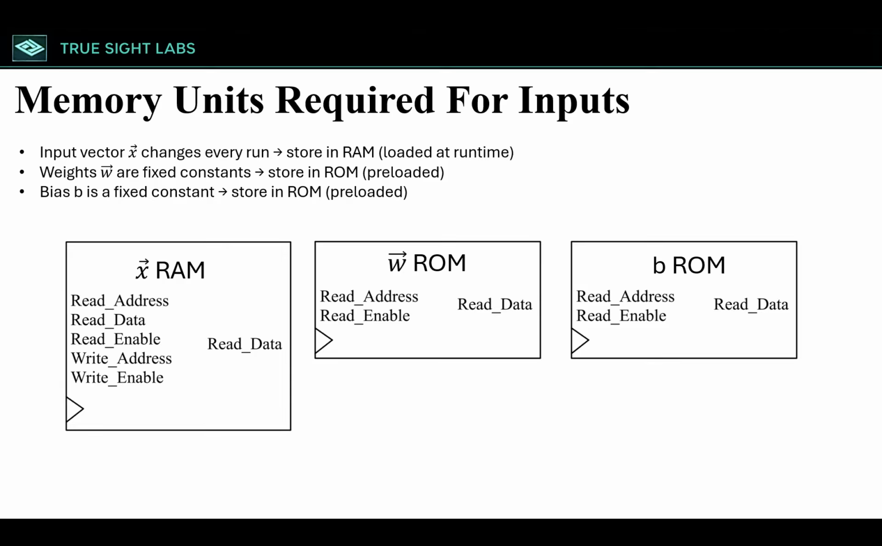So the main idea is simple. X is the only thing that changes, W and B stay the same. Because X changes, we use RAM, or random access memory. Because B and W never change, we use a ROM, or read-only memory.